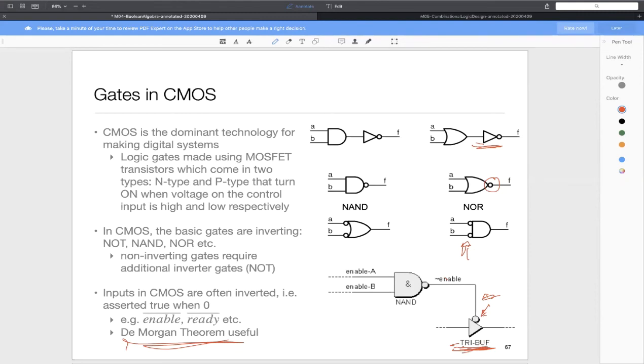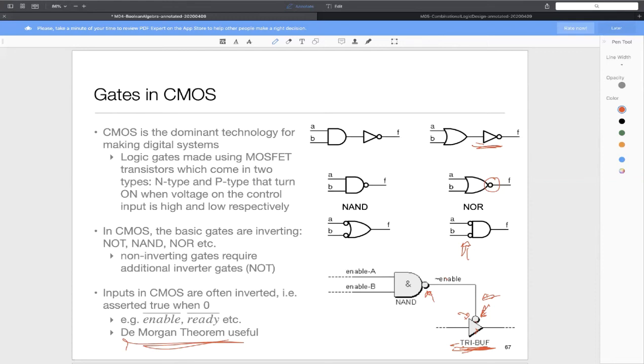But my controlling signal here had a bubble in it, so I will use an AND gate to do it, right? If you look at what this logic is doing, this NOT and this NOT cancel out, and essentially we are saying this tri-state buffer is enabled when both enable A and enable B are true.